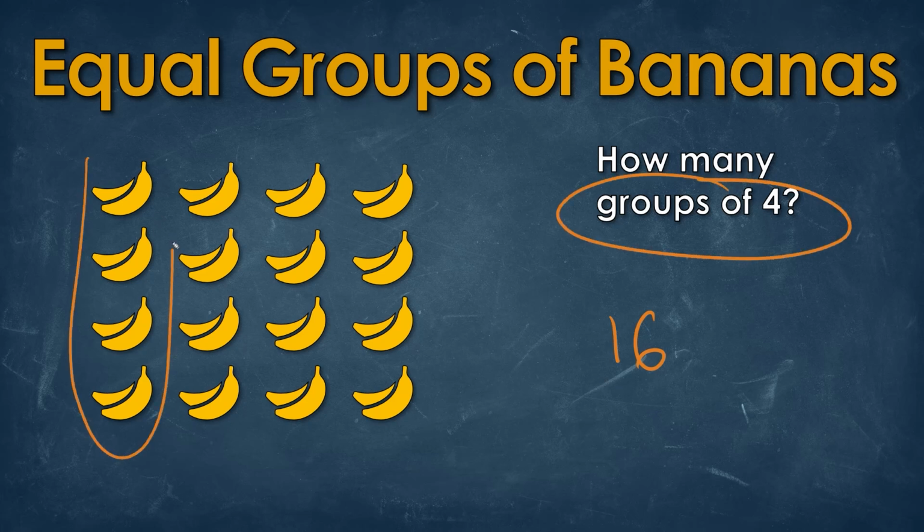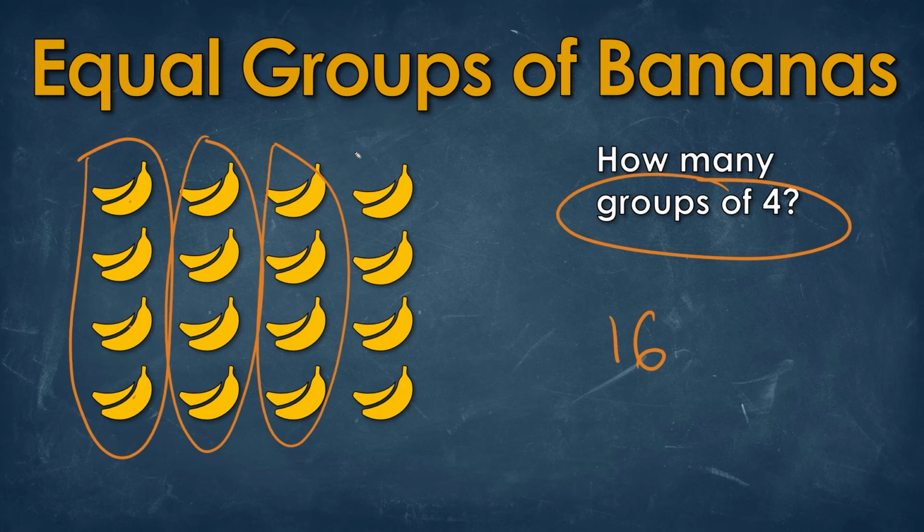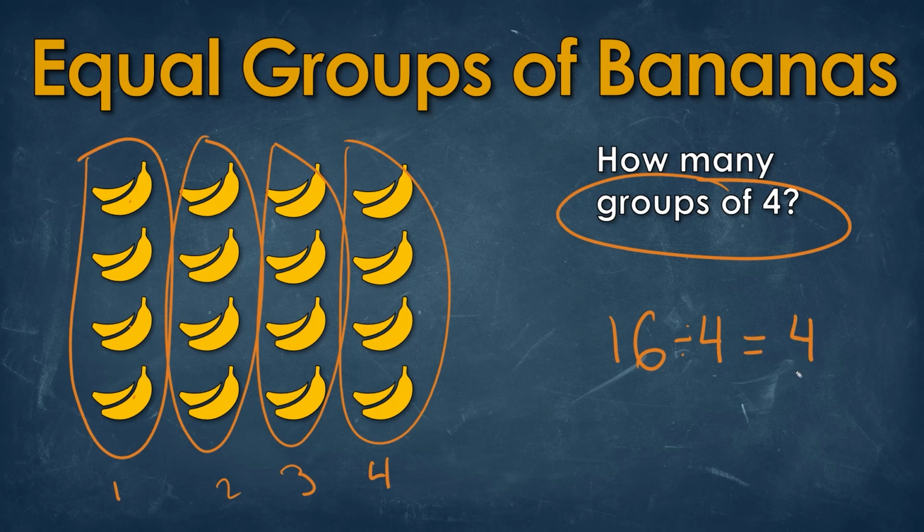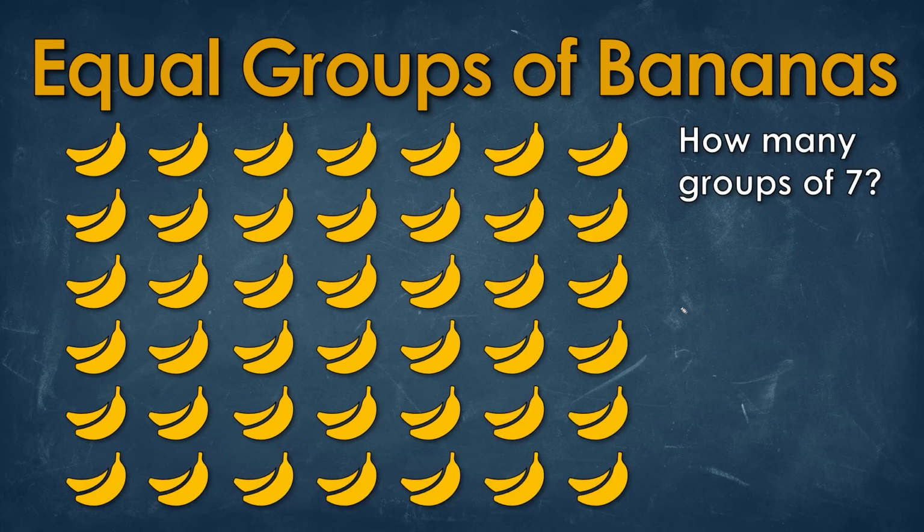So we can group it this way, right? We have 1, 2, 3, 4 bananas, 2 groups, 3 groups, 4 groups, right? We have 4 groups of bananas. So if we take 16 bananas and we divide them into 4 equally numbered groups, we will have a total of 4.